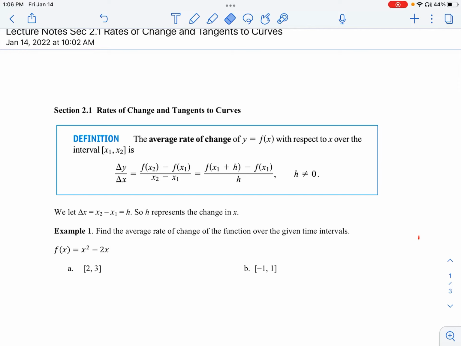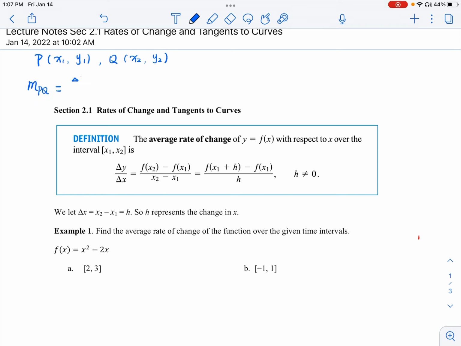Today we are working on section 2.1, rates of change and the tangents to curves. Let's have a little bit of review about average rate of change. If we have two points, suppose we have point P (x1, y1) and Q (x2, y2), we can find the slope between those two points.